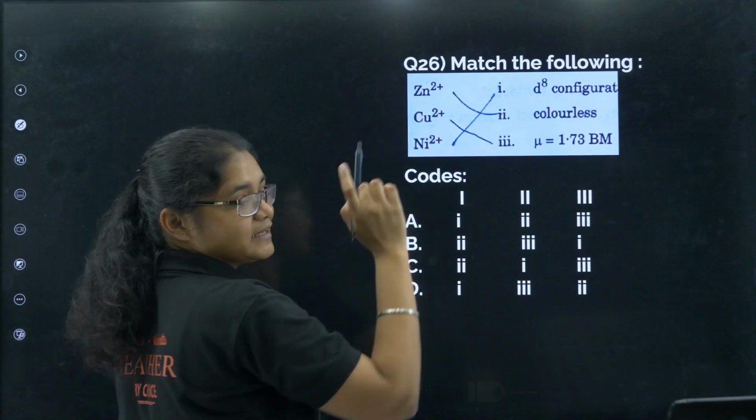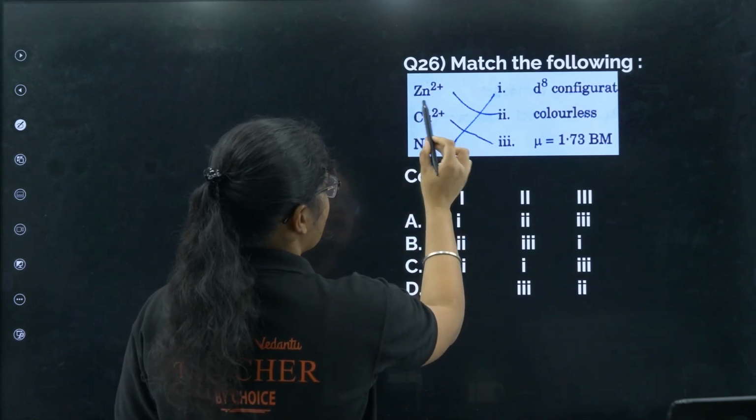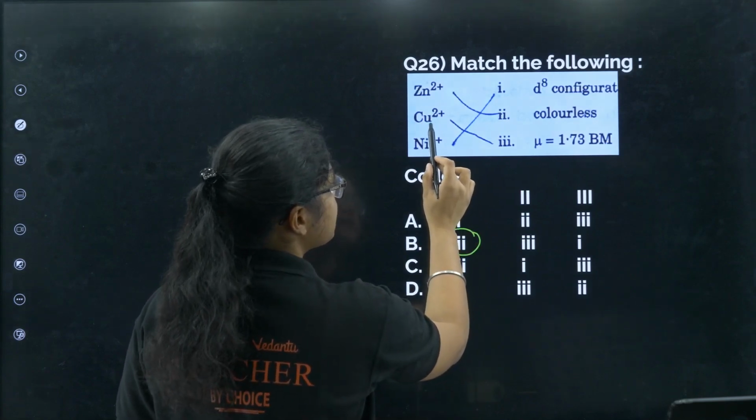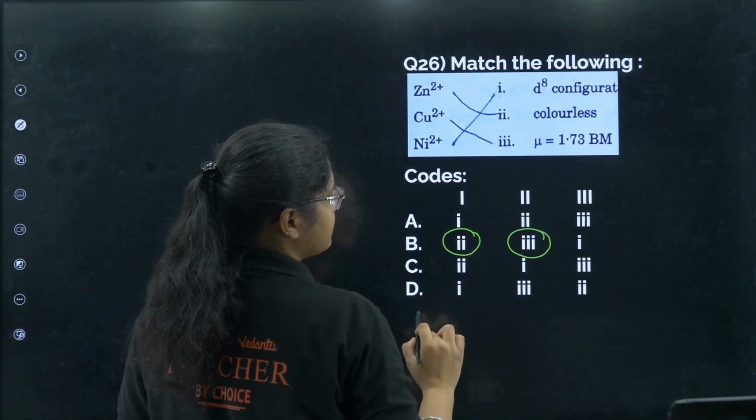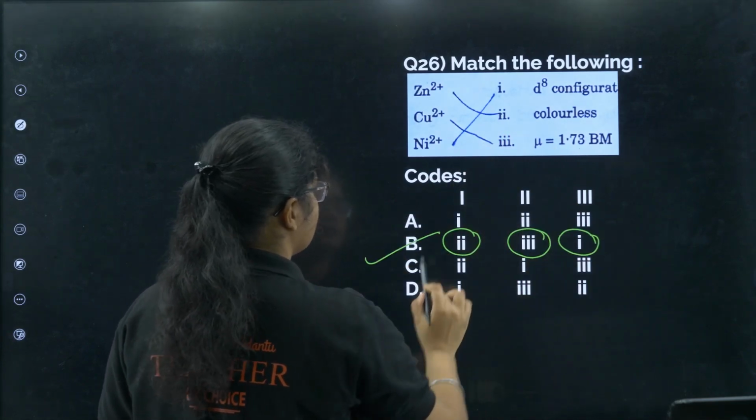So Zn2+ has no unpaired electron, so it is a colorless solution. So 1 will be 2, so that is this one, and Cu2+ has 1 unpaired electron, so its magnetic moment is this one, so 1.73, and Ni2+ has d8 configuration, so that is option number B here.